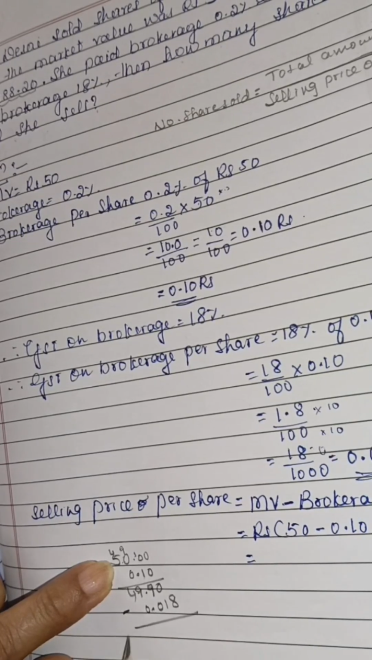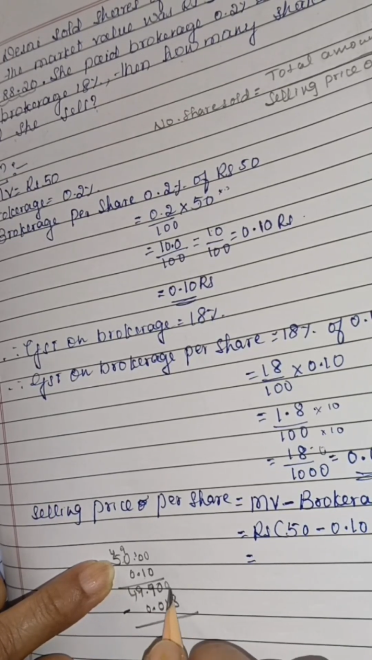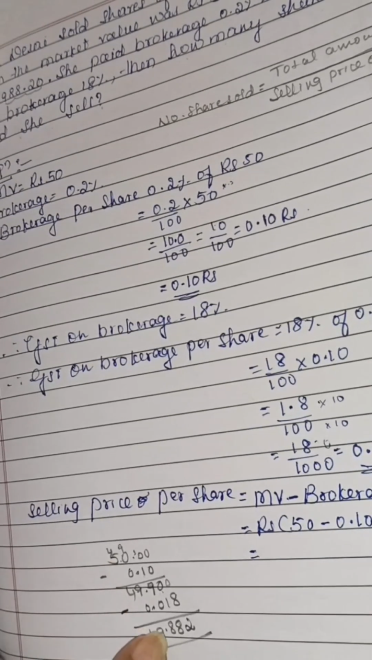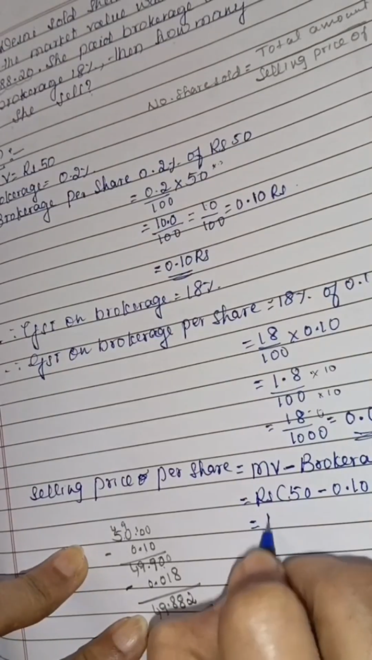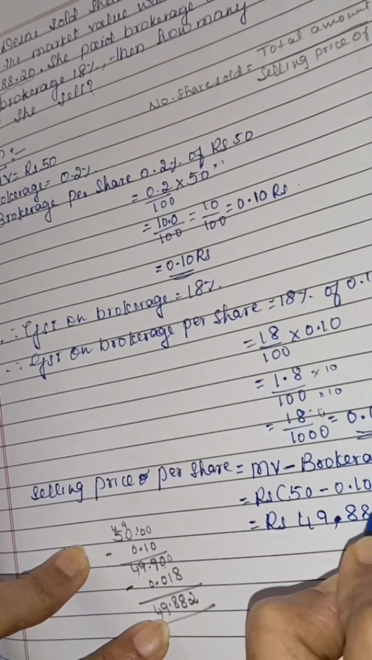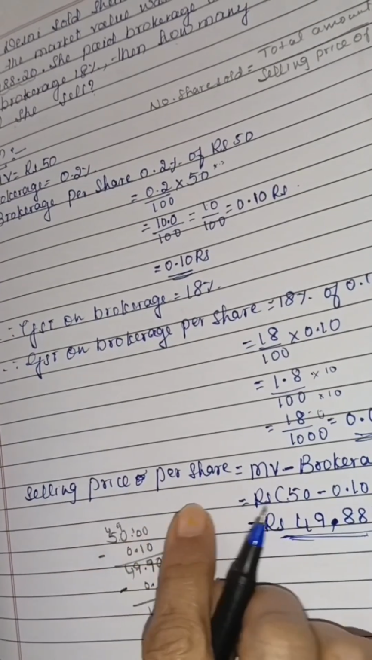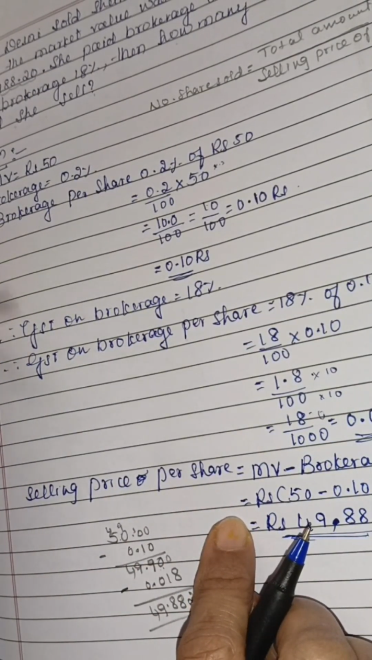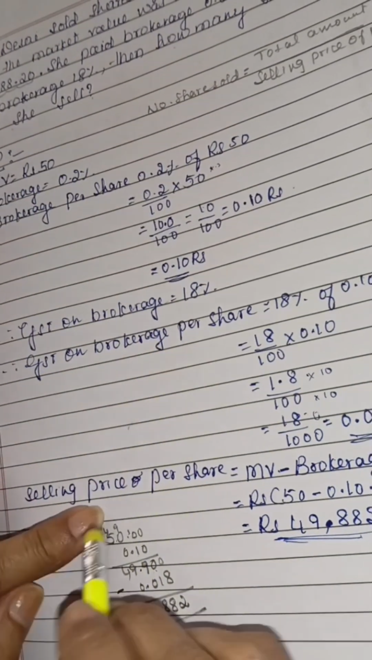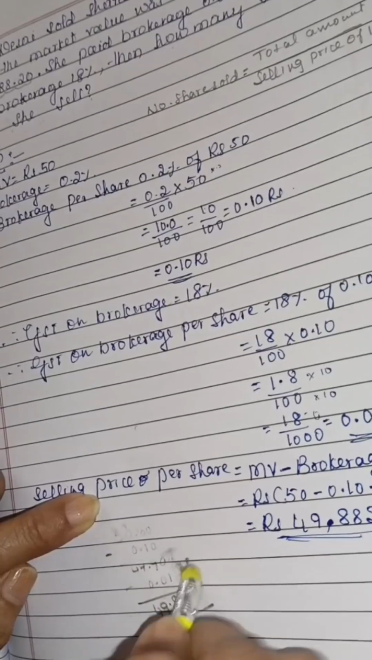Again, minus 0.018. Here add a 0. So 10 minus 8 is 2. Here 1, here 9. 9 minus 1 is 8. Then 1 is taken, so 8 again, then 9. So 49.882 rupees. This is the selling price per share. Now we have to find the total number of shares she sold.